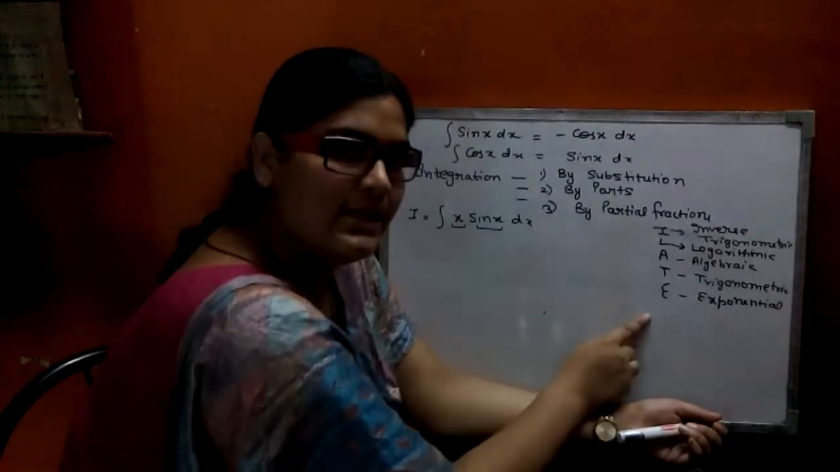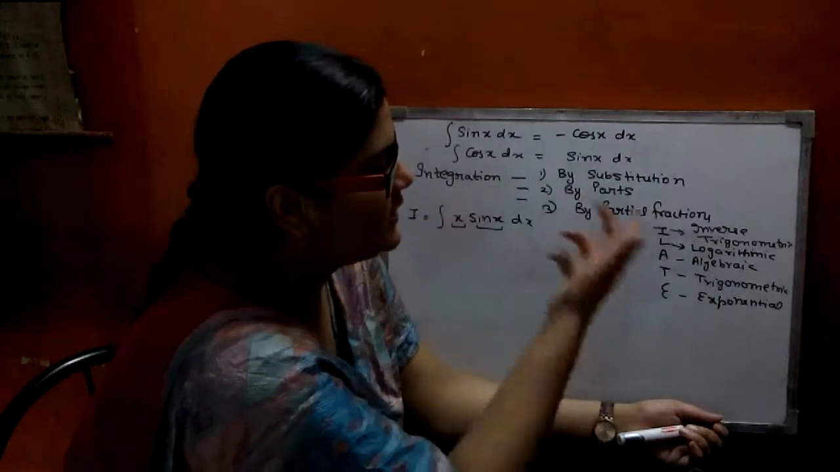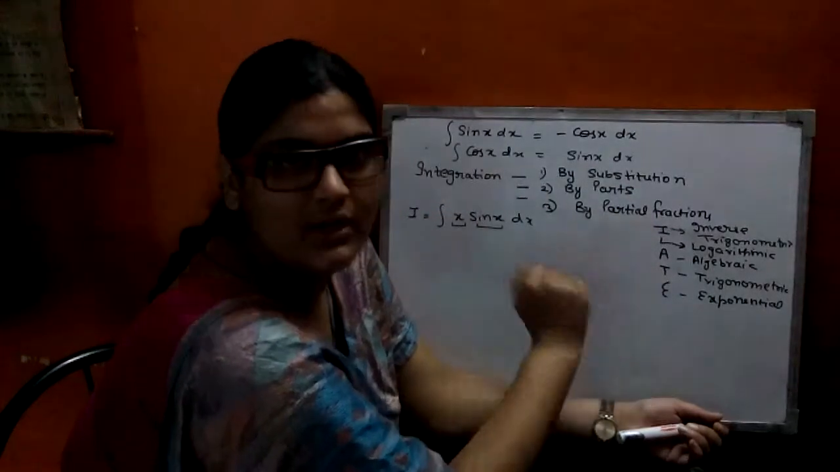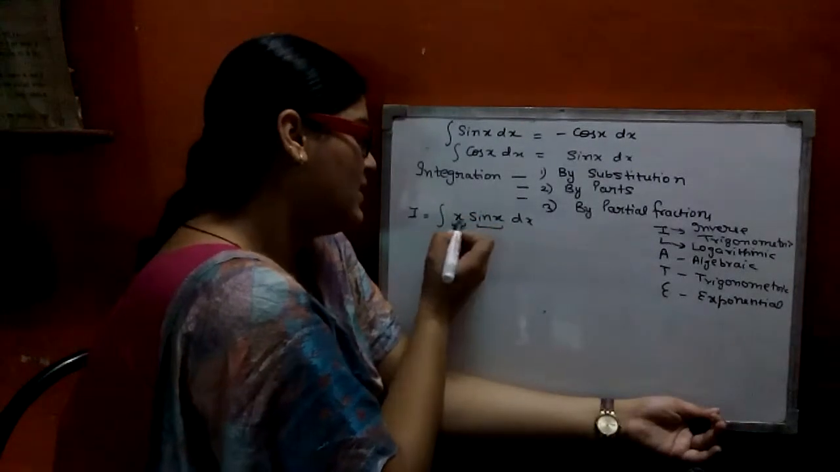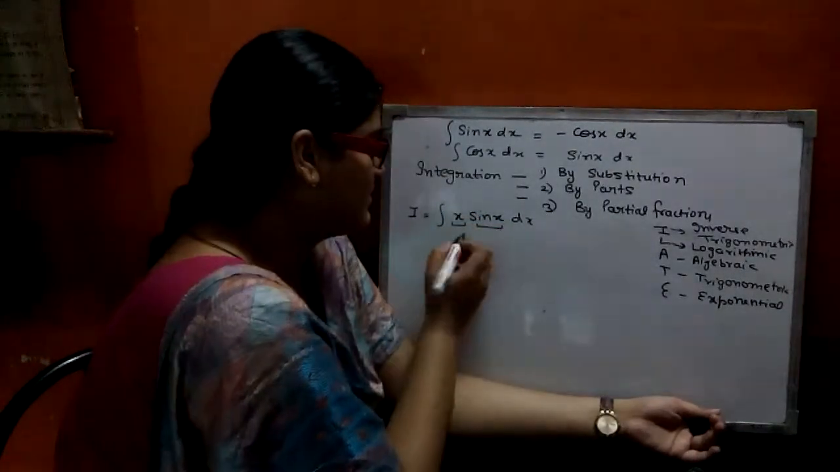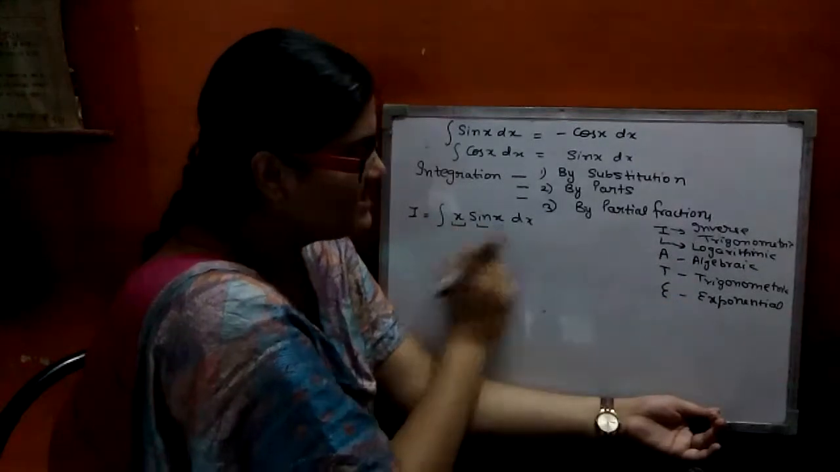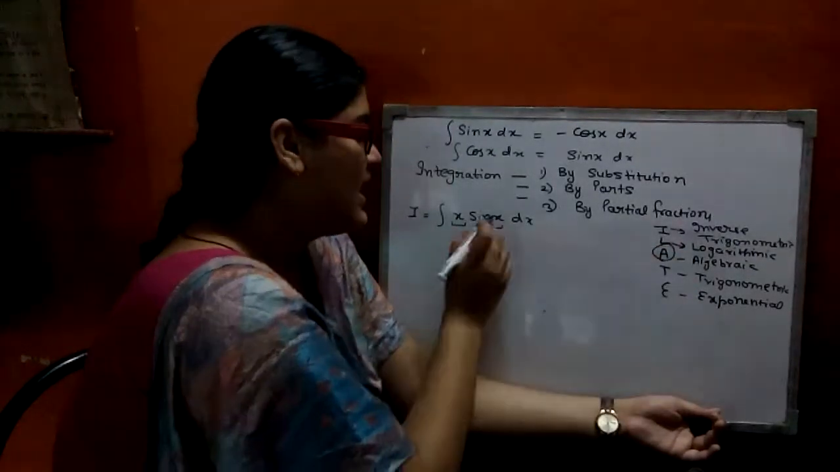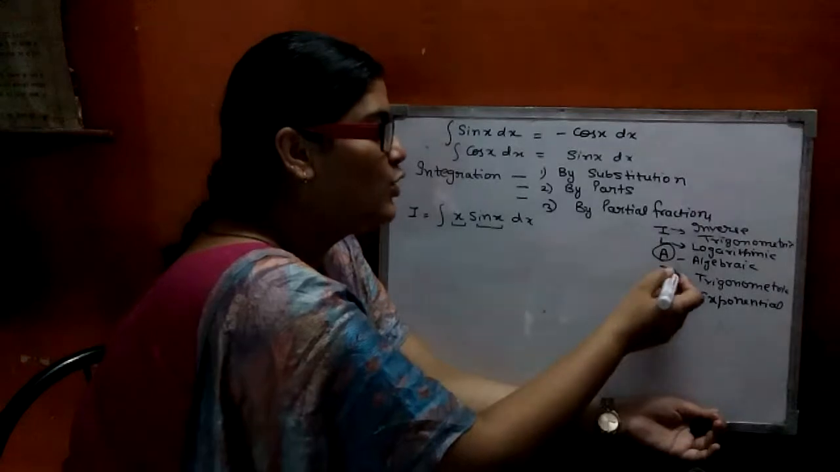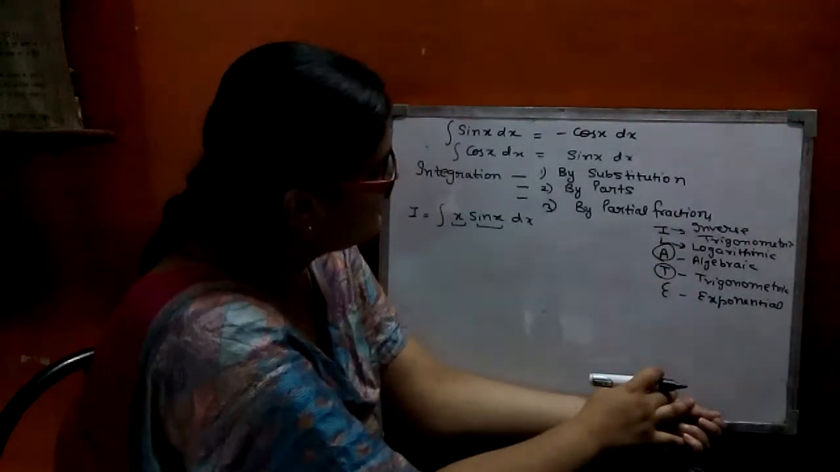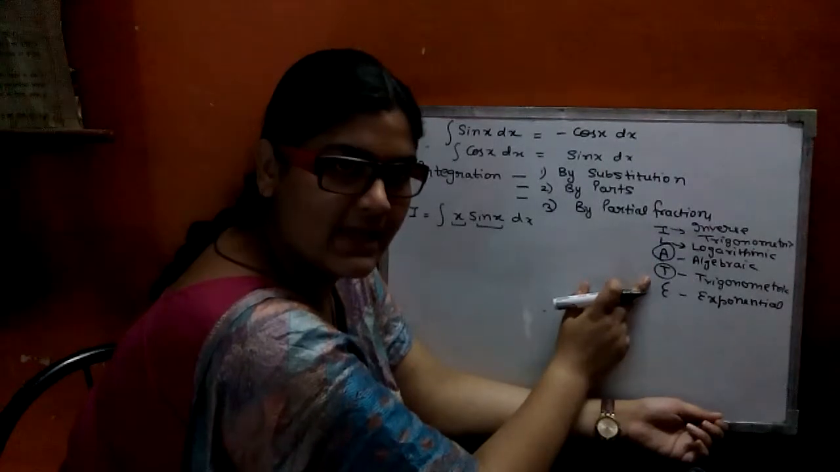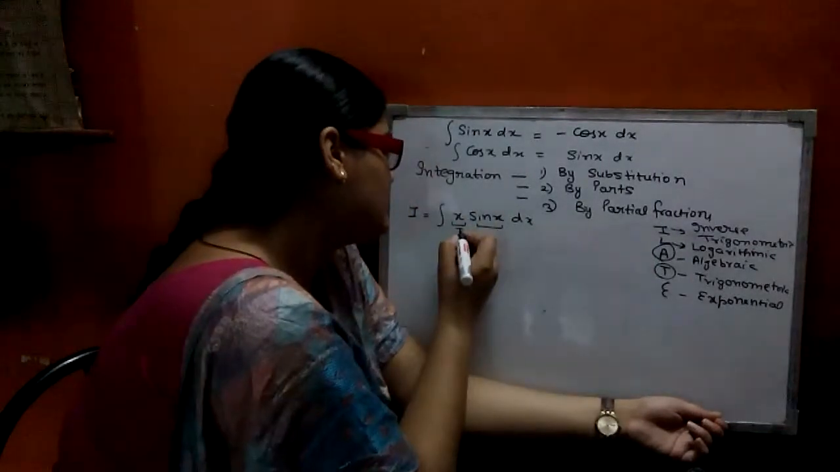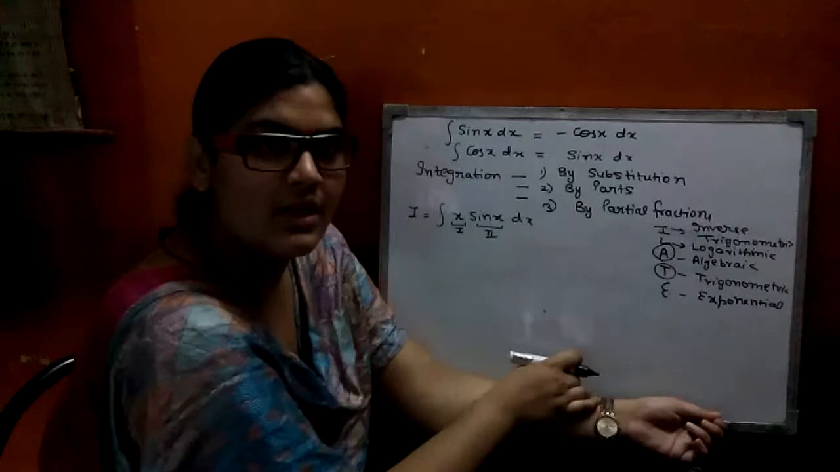This is the priority. What function is considered as first function? What is second? See here, this is x, this is sin x. According to this, x is our algebraic function and sin x is our trigonometric function. So what we do? This is assumed as first function, this is second.